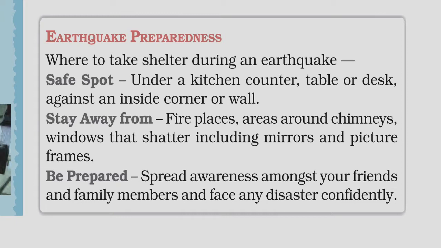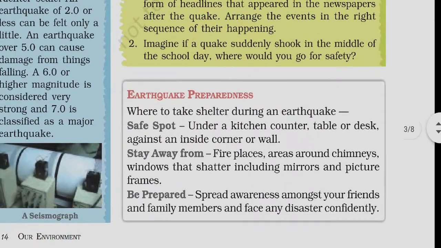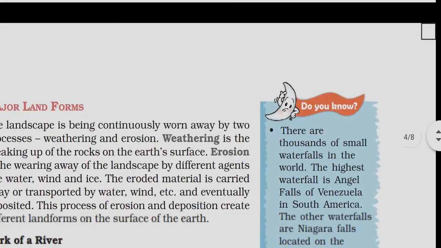So safe spot means we have to hide at some places, mainly under a kitchen counter, table, or desk, and stay away from fireplaces, chimneys, mirrors, picture frames, etc. And the third one is to be prepared, spreading awareness to our friends and family members about this disaster. Okay, is that clear? Let's go to the next concept, that is major landforms.